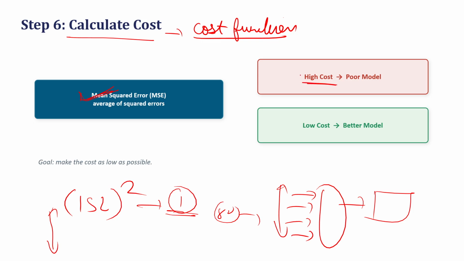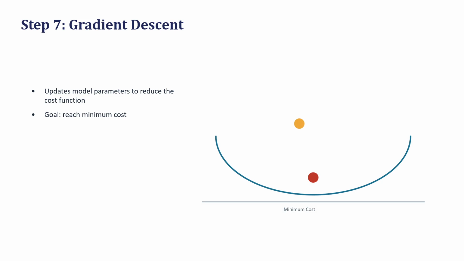If the cost is very high, that means the error is high, which means a poor model. If the cost is low, it means a better model. So here is how you calculate the cost: you select the cost function, then you calculate the cost value, and on the basis of the cost value you say whether your model is good or bad. Now you have the cost function, and the cost function calculates the error.